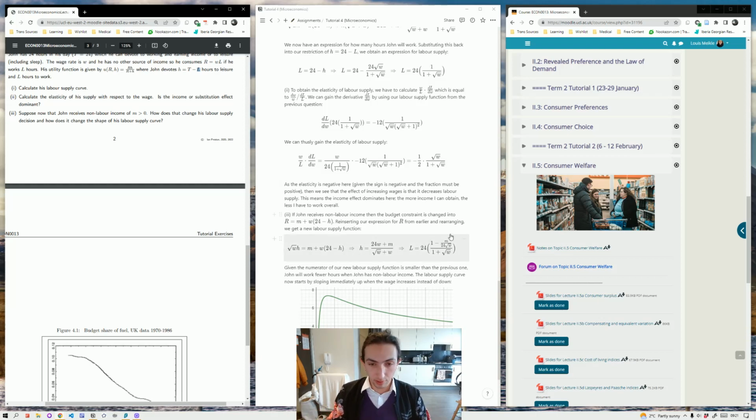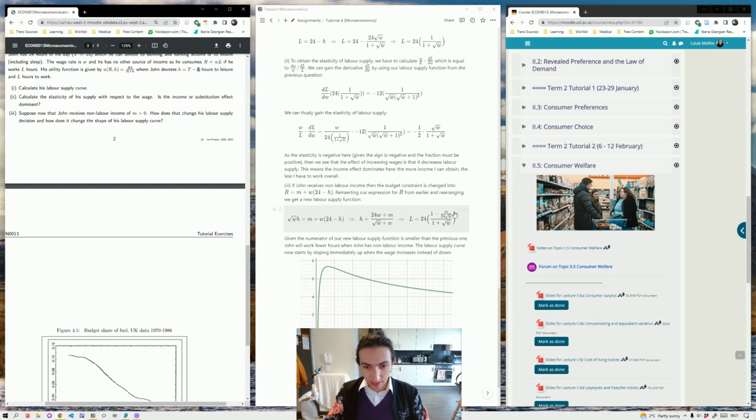Okay, I've gone through it in a very short way here. What we do is we essentially get the same expression, but the top is now going to be minus M over 24 root W. So it's going to be smaller than before. Our labour supply is going to be a lot smaller than if we didn't have non-labour income, which makes sense, right? I'm not going to work more if I get money from not labour, right? If I get 500 quid a month and I don't work, then why would I work? I hope my parents aren't watching this.